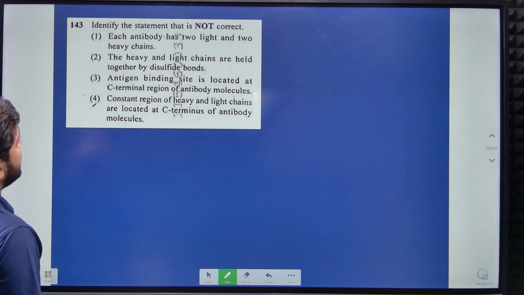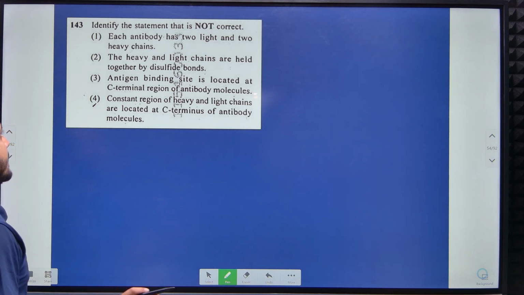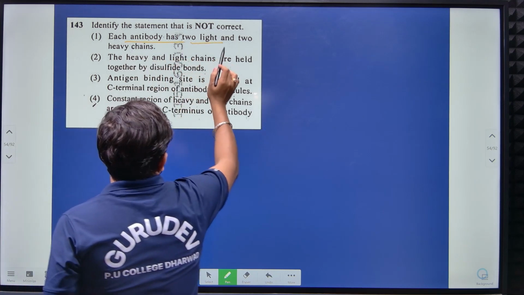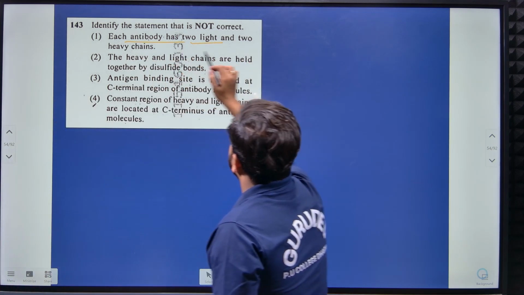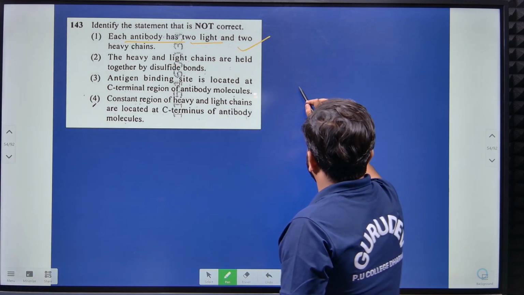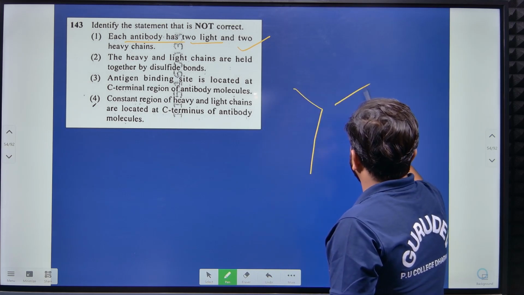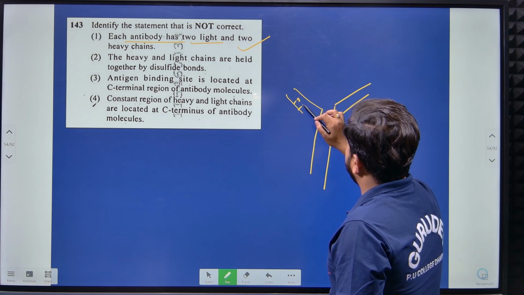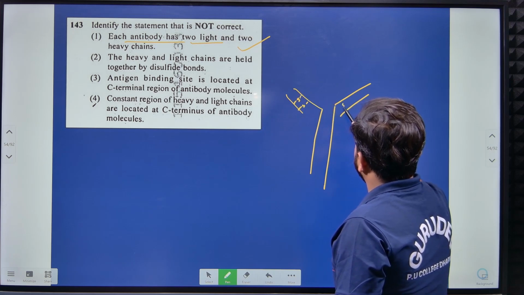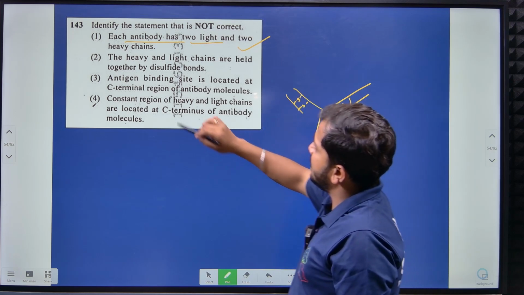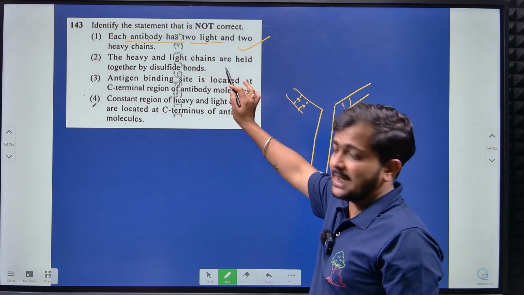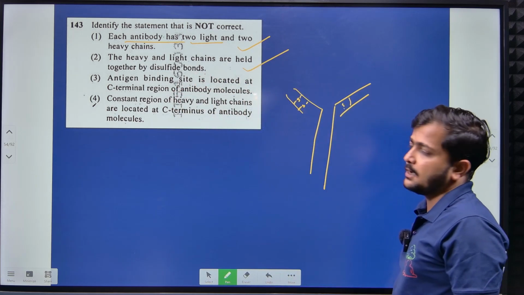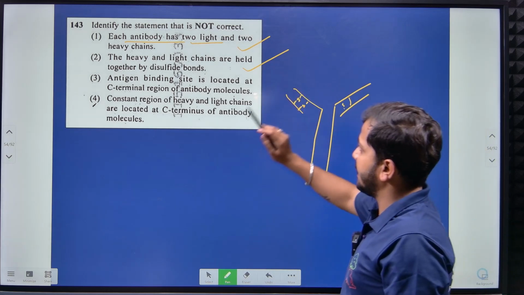Then identify the statement that is not correct, right? Not correct we have to find out. Each antibody has two light chains and two heavy chains. Yes, antibody is made up of heavy chains and light chains, joined by means of disulfide bridges, right? So next they say, heavy and light chains are held together by disulfide bridge, right? It is held together by disulfide bridge, that is correct.